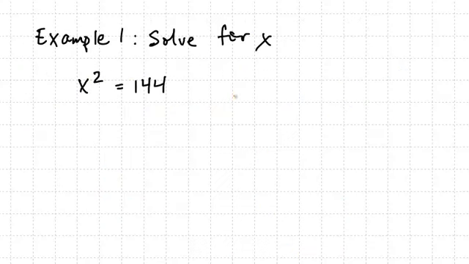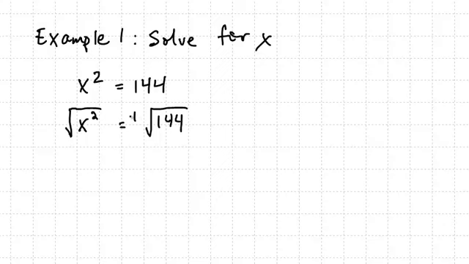Okay, let's start off with a simple example. X squared equals 144. This is a quadratic equation because there's x squared here. In order to isolate x and solve for x, I'm going to be taking the square root of both sides. So I want to take the square root of x squared, and I want to take the square root of 144. Now, because I'm figuring out which values for x would make this true, I know that 144 has both a positive and a negative square root.